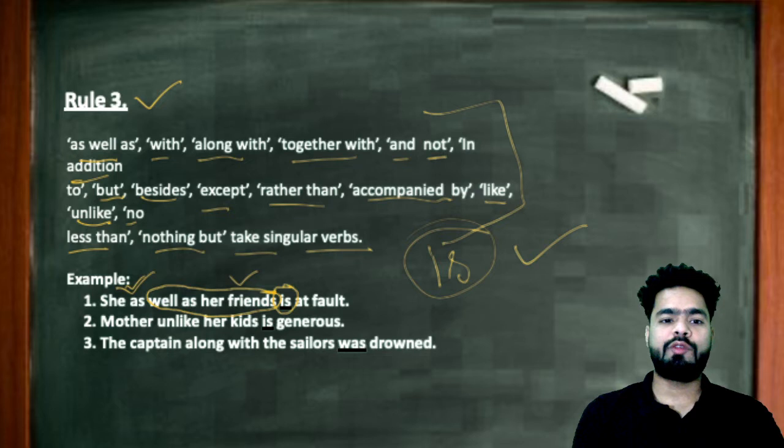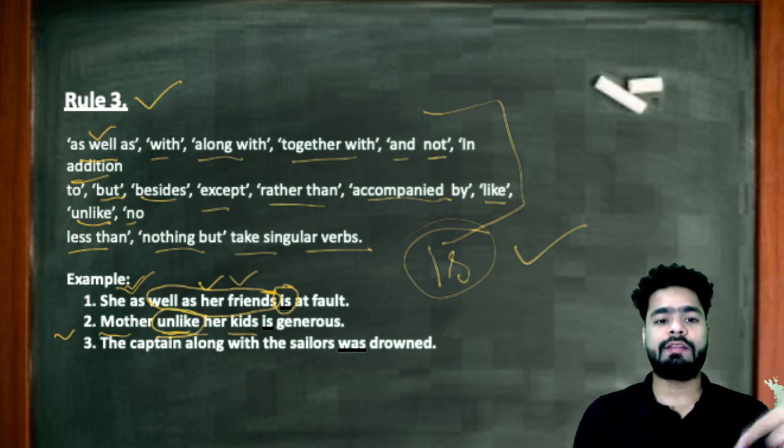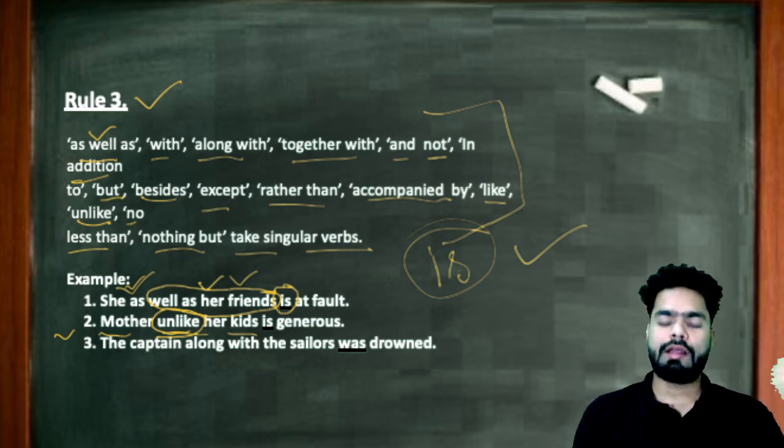Why? We have used as well as, and according to rule number 3, as well as takes singular verb. Clear? Next, example number 2. Mother, unlike her kids, is generous. We have a word unlike. If a word unlike is there, it makes the subject singular. Because our subject is singular, it will take a singular verb, which is here. Again, is.